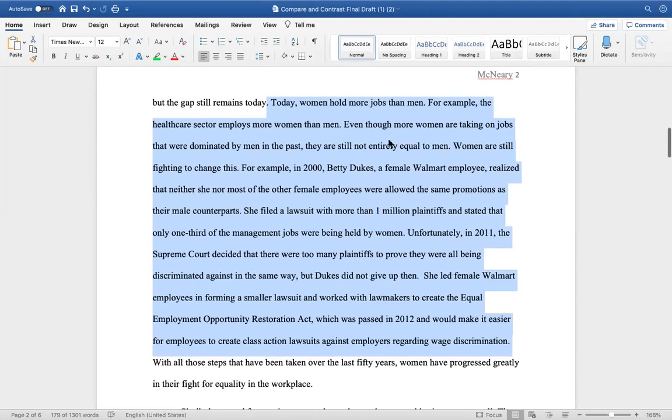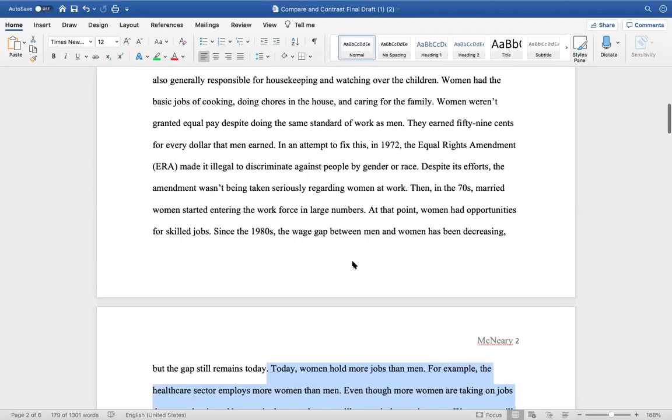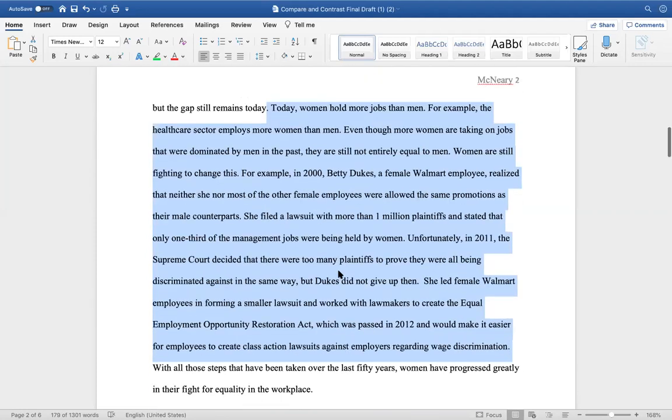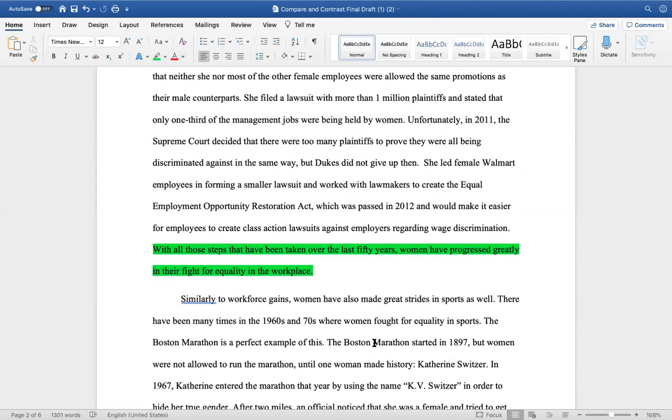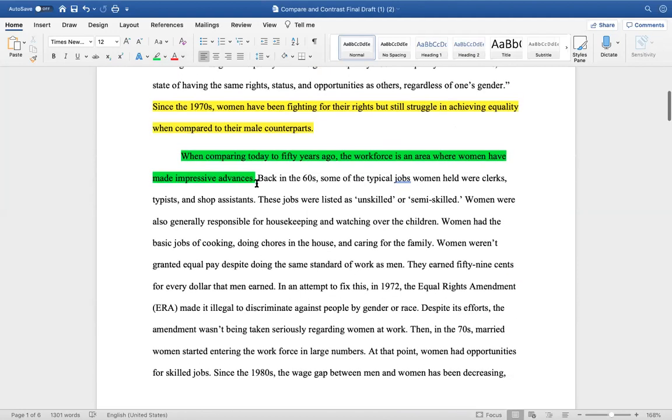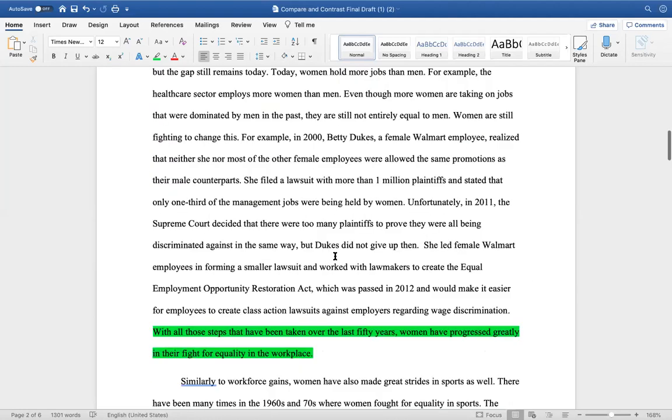about present day. We see that there's a clear comparison from what the student wrote in the first half of the paragraph to the latter part of the paragraph. And then they end the paragraph with what we call a summative statement. With all those steps that have been taken over the last 50 years, women have progressed greatly in their fight for equality in the workplace. As you can see, this summative sentence is very much like the topic sentence. They echo one another in reiterating this idea that there's a comparison and that the topic is the workforce.